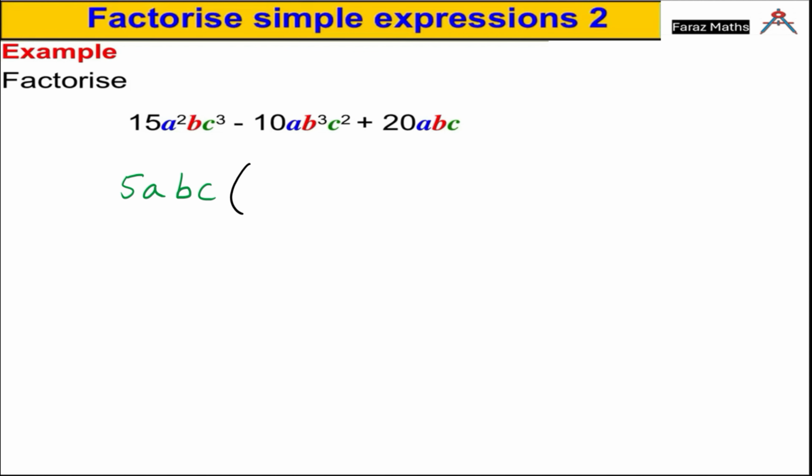Now think in this way. 5 times what will give you 15? 5 times 3 will give you 15. A is already outside. So from a square, if a power 1 is outside, it means a power 1 will be left. So b is already outside and there is b power 1. So you don't have to write b there. C power 1 is already outside. So c square is left inside the bracket.